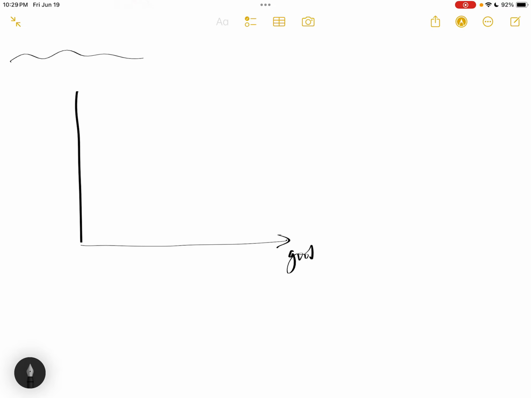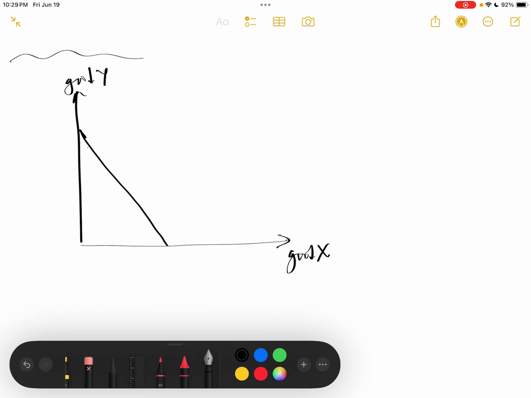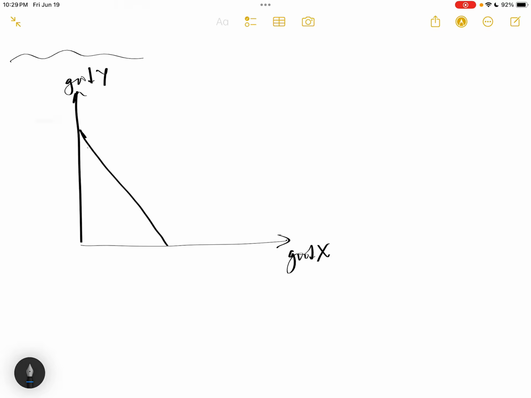Let's take good X on the X-axis. As usual, good Y is on the Y-axis. We start with our budget line looking like that, and let's call this budget line BC1, okay? And then we'll draw another budget line. I'll try to use a different color this time. We'll draw another budget line so that it is rotating outward. Let's call that BC2. So BC2, and in black, BC1. BC means budget constraint.